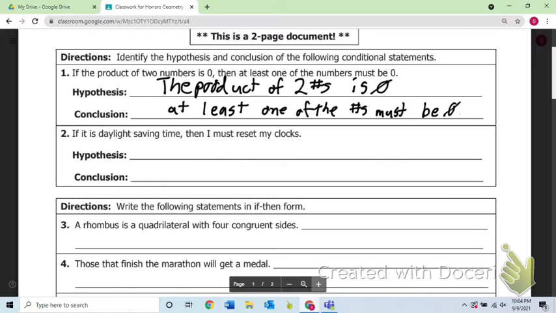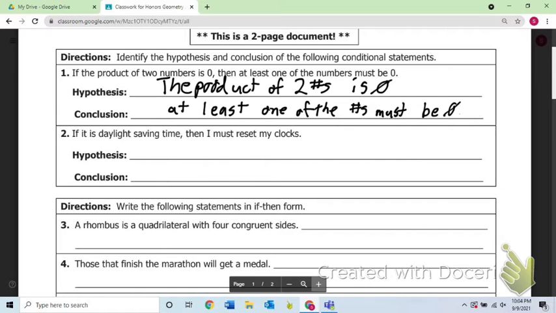Where it gets a little bit trickier is down on like 3, 4, and 5, where you have to create your own if-then statement. Because the statement we have here is, a rhombus is a quadrilateral with 4 congruent sides. And what a lot of people like to do is simply throw if and then into there. If a rhombus, then a quadrilateral with 4 congruent sides. And while that may be true, it's also really clunky.